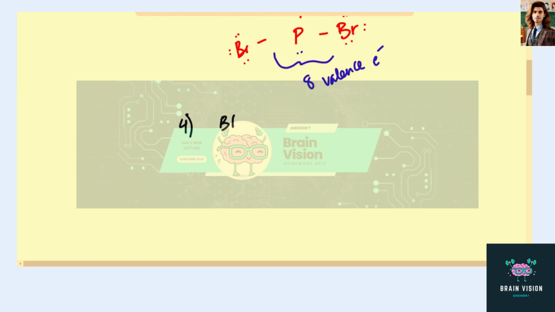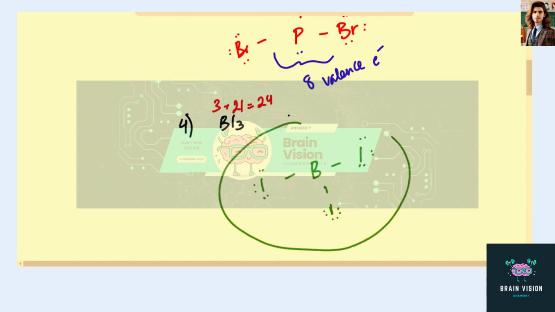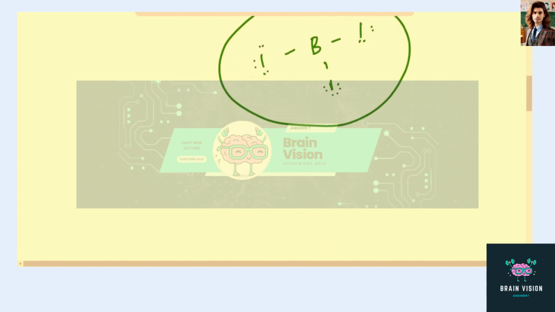Okay. 4. BI3. Okay. So boron has 5, no, boron has 1, 2, 3, sorry. 3. Iodine has 7 each, so 24 electrons. So one important thing to realize with boron is that boron sometimes has an incomplete octet, meaning that it doesn't get 8. It sometimes is just happy with 6 if that works for the molecule. So when we add these up, 2, 4, 6, 8, 10, 12, 14, 16, 18, 20, 22, 24, there we go. There is our structure.